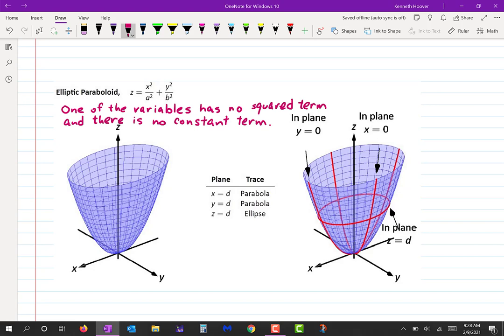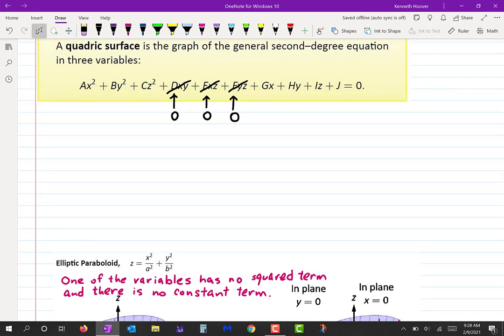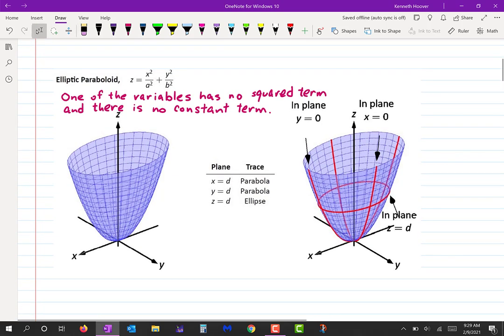All right. I will show you how to link an equation like that in yellow to an equation like this. Okay? But first let's look at the graph. Okay, I'm going to erase what's written in red, so please remember that, okay? Elliptic paraboloid happens when one of the variables has no squared term and there's no constant term, okay? All right.